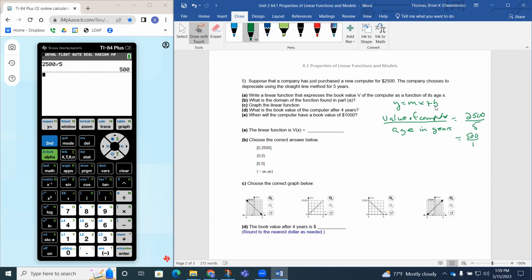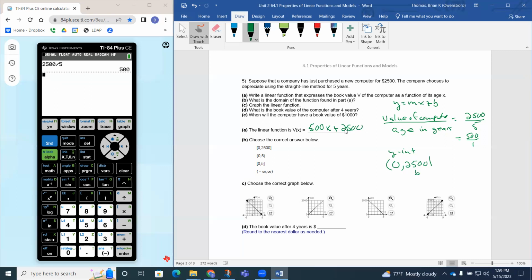Our y-intercept is our initial value. Remember, that's when x is 0. So the y-intercept is going to be when x is 0. That means no years have gone by. What's the value of the computer? Well, it would be $2,500. Not 25,000, but 2,500. So if no years go by, the value of the computer is still 2,500. So that's going to be the y-intercept. So my function becomes 500x plus 2,500.